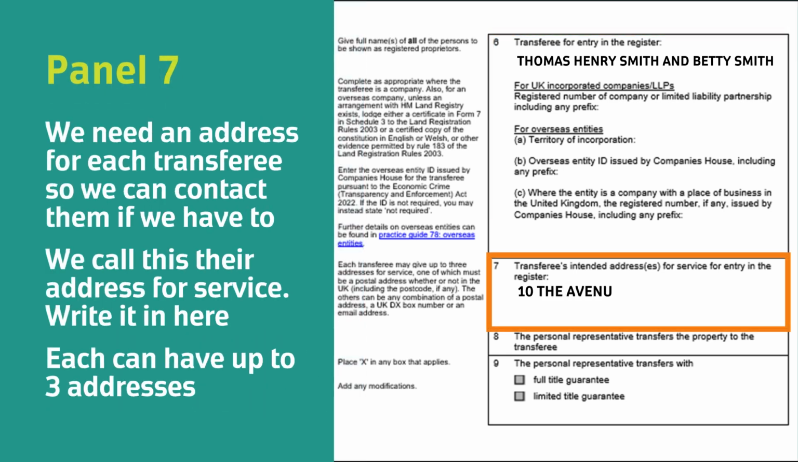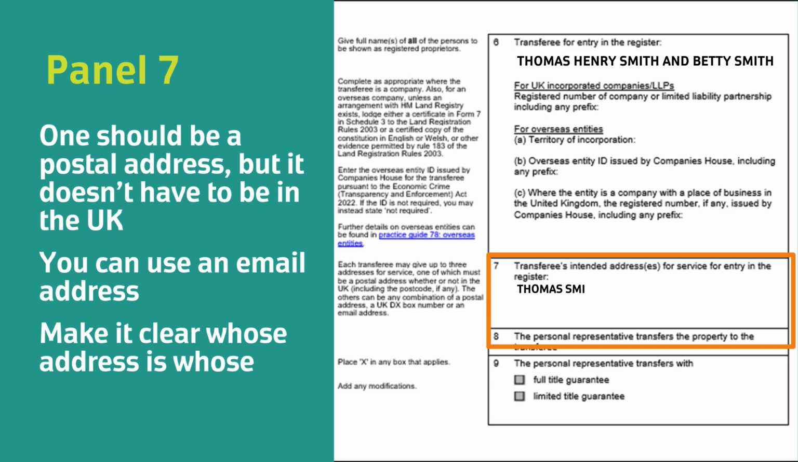Panel 7, transferee's address for service. Each transferee, in this case Thomas Henry and Betty Smith, must give us their address for service, so we can contact them should we need to. They can each give up to 3 addresses, one of which must be a postal address, but not necessarily in the UK. The others can be any combination of postal addresses or email addresses. Make it very clear whose address is whose.